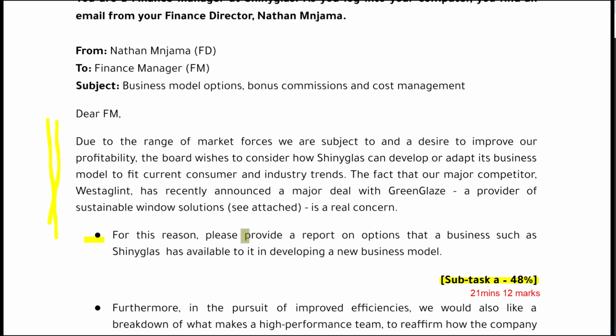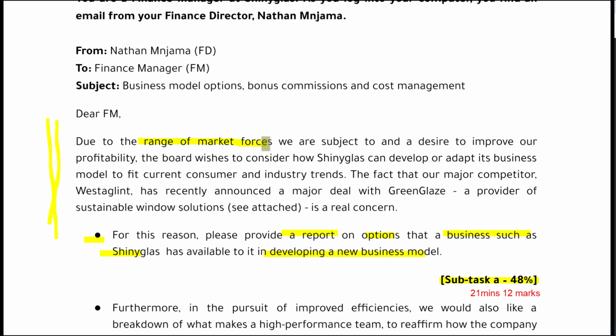So please provide a report on options that a business such as Shinyglas, okay, has available to it in developing a new business model. So we've got to give a report giving options about how we can develop a new business model. And I don't know, we've been through the pre-seen here and you think, okay, why are we having to come up with a new business model? Because obviously that's going to shape our report, isn't it? We've got to make sure it ties in with our strategy. So let's go through this stuff now.